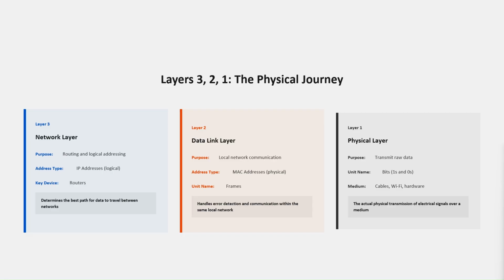At the very bottom is layer 1, the physical layer. This is the hardware, the cables, the Wi-Fi signals, the network interface cards. Its job is simply to transmit the raw, unorganized streams of bits, the ones and zeros, across the physical medium.